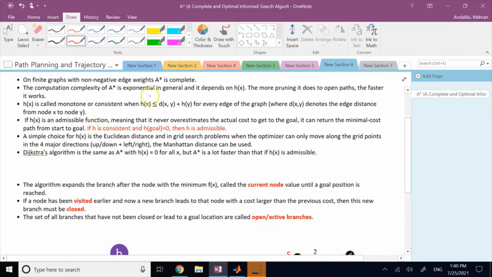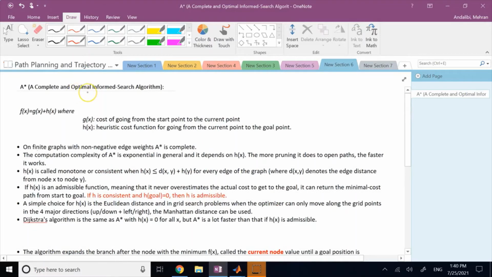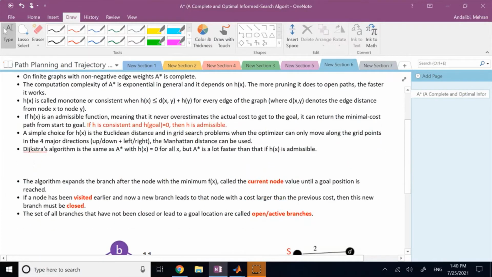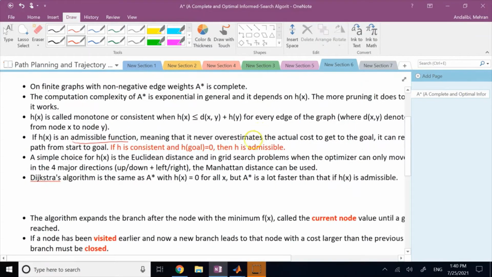Now, we talked about completeness. We said finite graph with non-negative edges, that makes it complete, but we also said optimal, which means the minimal actual cost that is possible. So when is it that I can expect A star to return an optimal, a minimal solution, in this case for me, for F? It says if H, the heuristic function that you choose, is an admissible function. What does that mean? It means it never overestimates the actual cost to get to the goal.